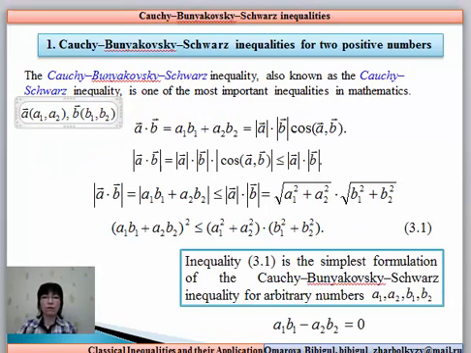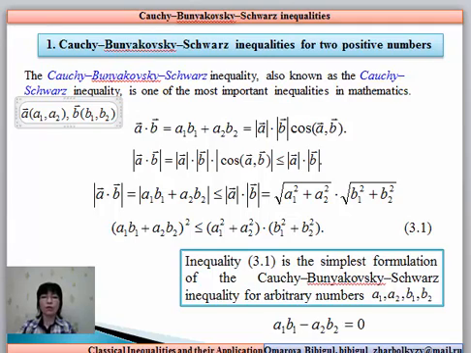According to the plan of the lecture, we will consider the Cauchy-Bunyakovsky-Schwarz inequalities for two positive numbers. The Cauchy-Bunyakovsky-Schwarz inequality, also known as the Cauchy-Schwarz inequality, is one of the most important inequalities in mathematics. We study the same inequalities whose proofs involve the Cauchy-Bunyakovsky-Schwarz inequality.